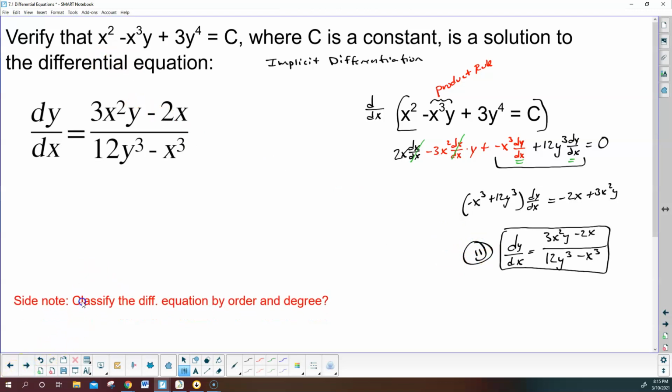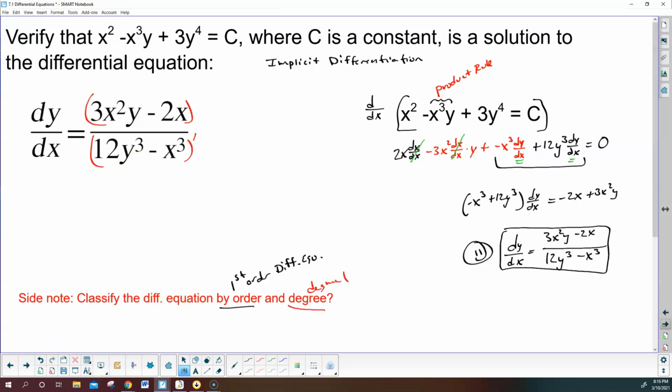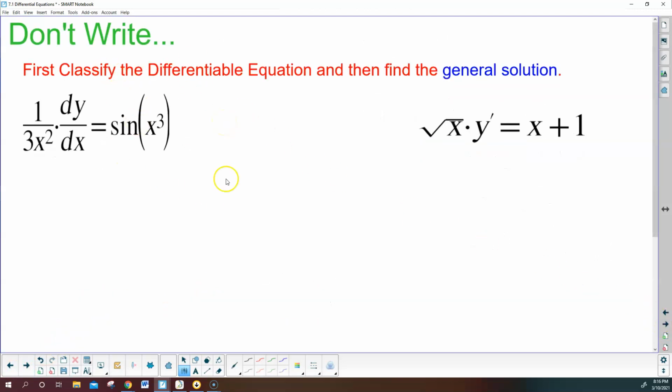Okay, quick side note, it says classify the differential equation. Okay, a couple other review pieces: classify the differential equation, then find the general solution. So when I see this, I'm thinking right away, I know my answer is going to be plus c. Well, let's classify this. Notice this is a first order derivative because there's just a 1 here. So this would be first order. I'm not going to write it down, but that's how I'd classify it. And then my goal when doing differential equations is I need the dy by itself. So I'm going to multiply both sides.